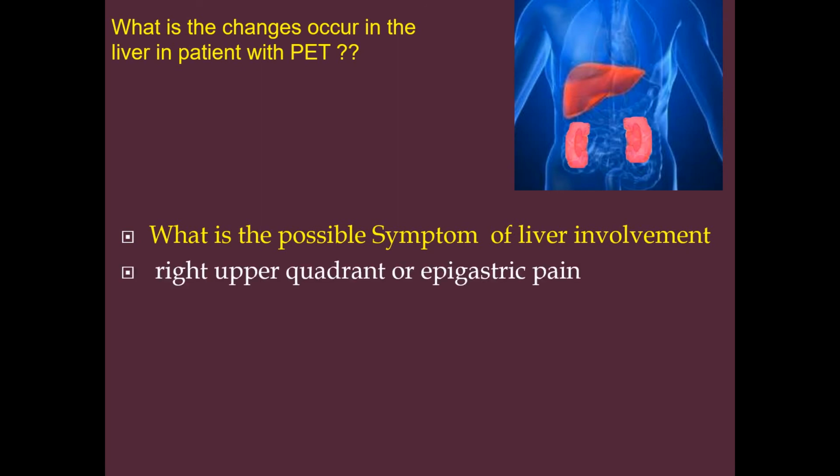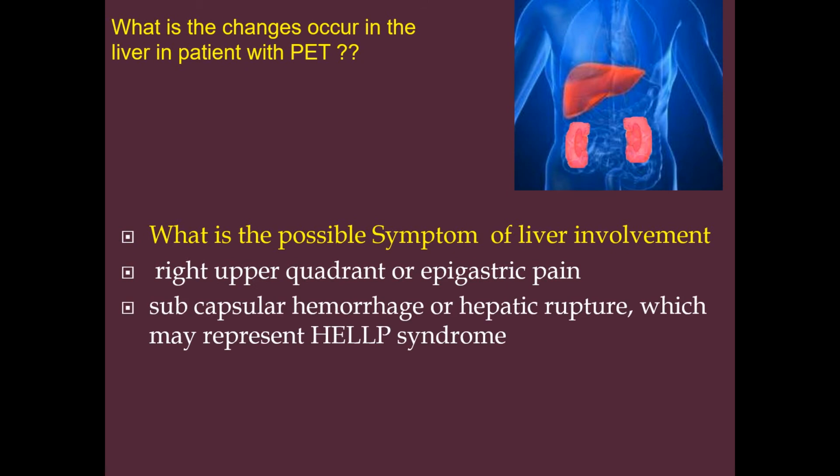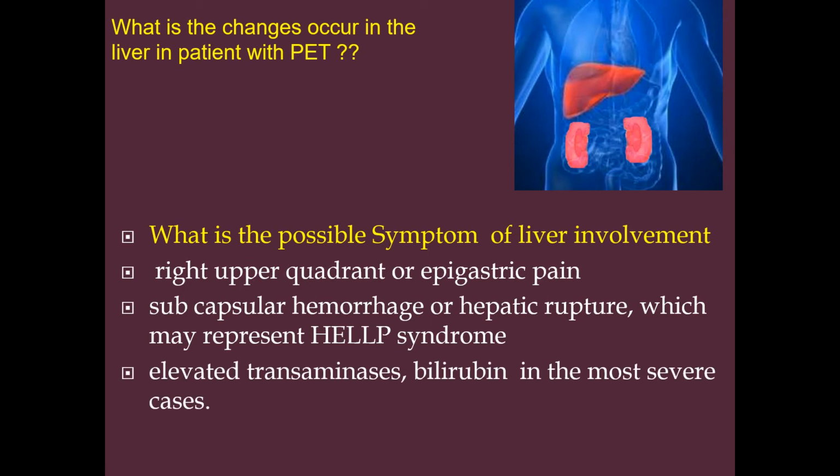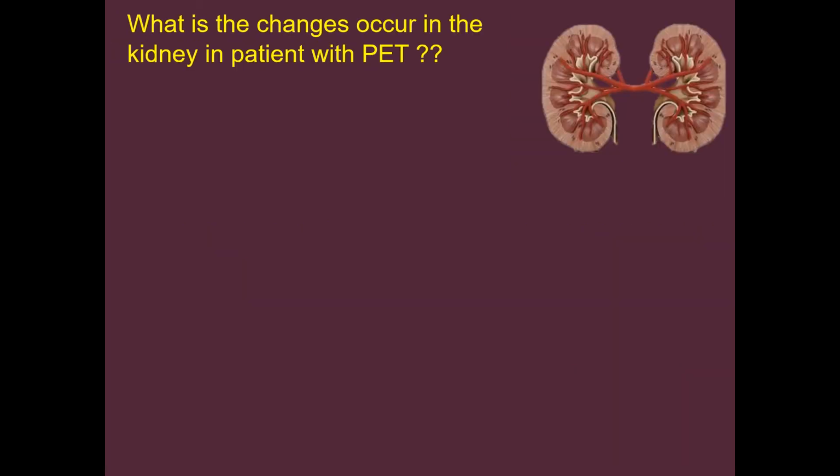What are the possible symptoms of liver involvement? Right upper quadrant or epigastric pain, not responding to medication after excluding any other causes. Subcapsular hemorrhage or hepatic rupture, which may also be seen in HELLP syndrome. Elevated transaminases and bilirubin in the most severe cases.